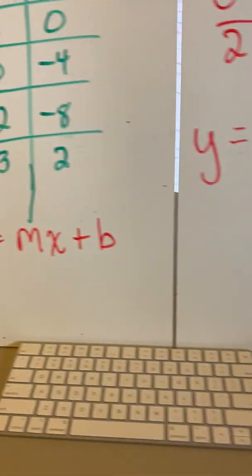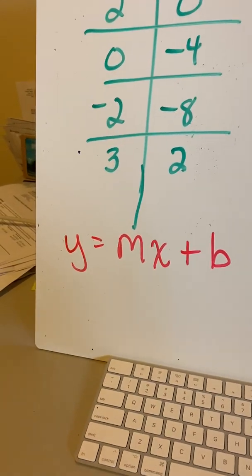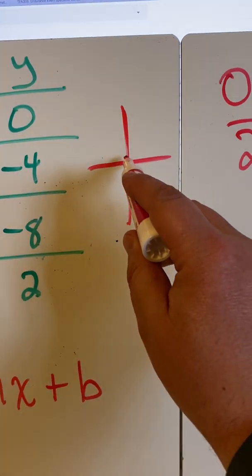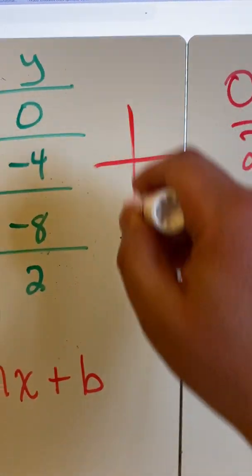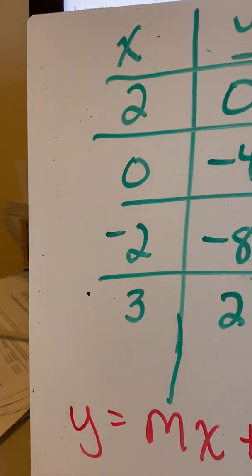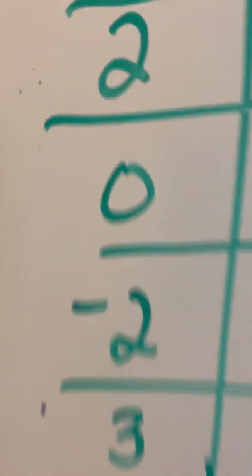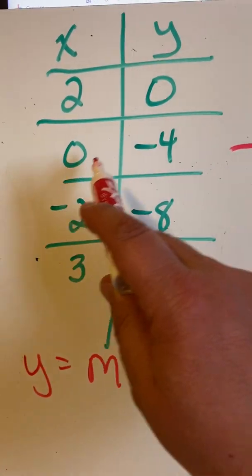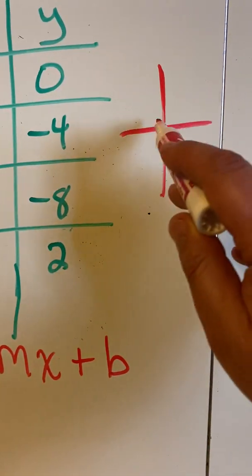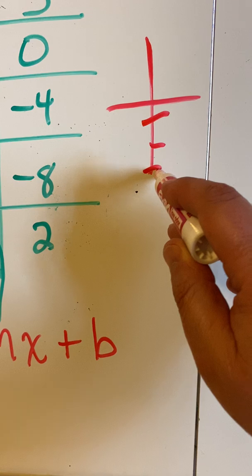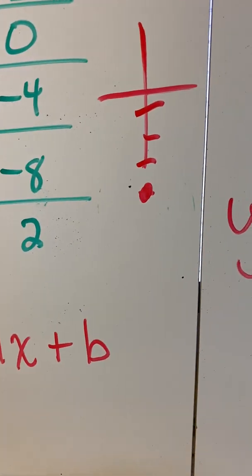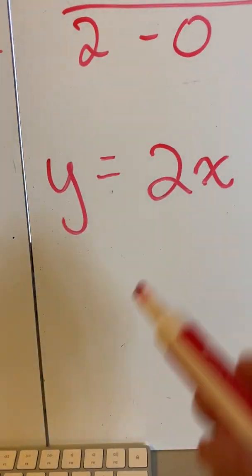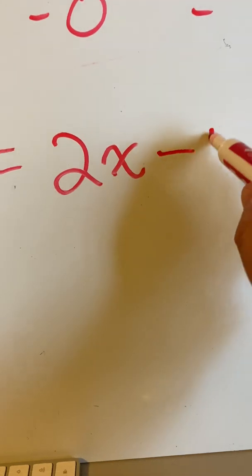But where does it cross the y-axis? Well, if it crosses the y-axis on a graph, the x value is 0, the y is somewhere on this line. So do we have x equals 0 anywhere in our chart? Yes, right there. 0, -4. That means on our graph, 0, -4, that's our y-intercept at -4. But how would I write it into my equation? Y is equal to 2x and a -4.